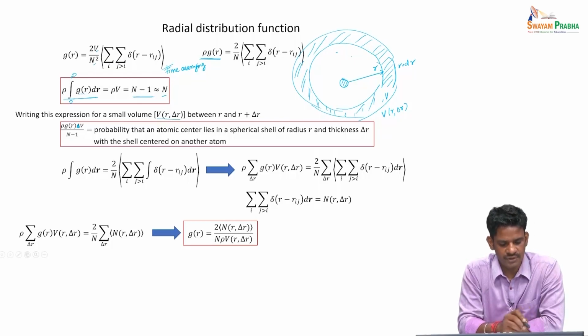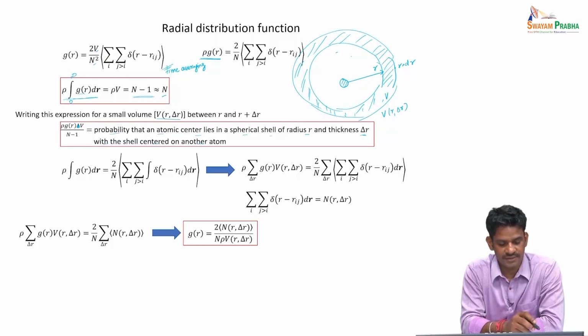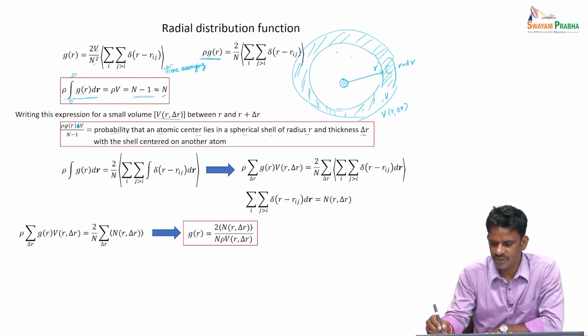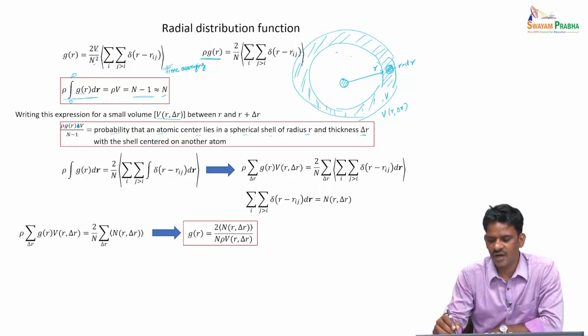Then that should give you the probability that an atomic center lies in a spherical shell of radius r and a thickness of dr, with the shell centered on another atom. So, basically this fraction tells me what is the probability that an atom would be present at a distance of r from another particle with which this shell is centered.